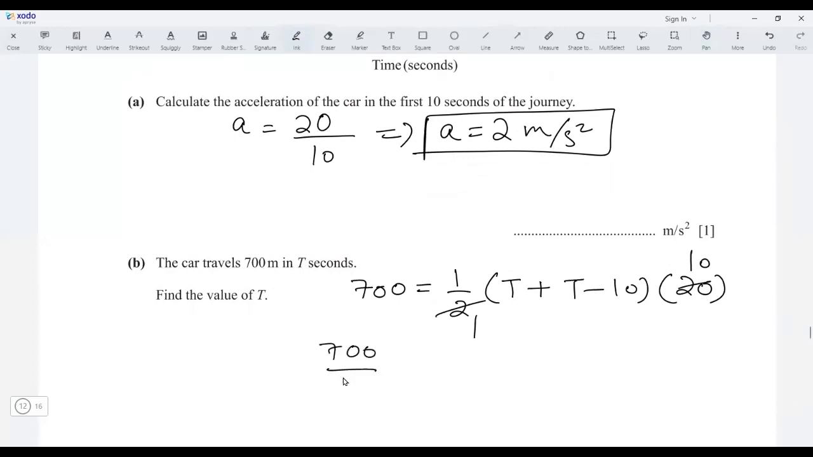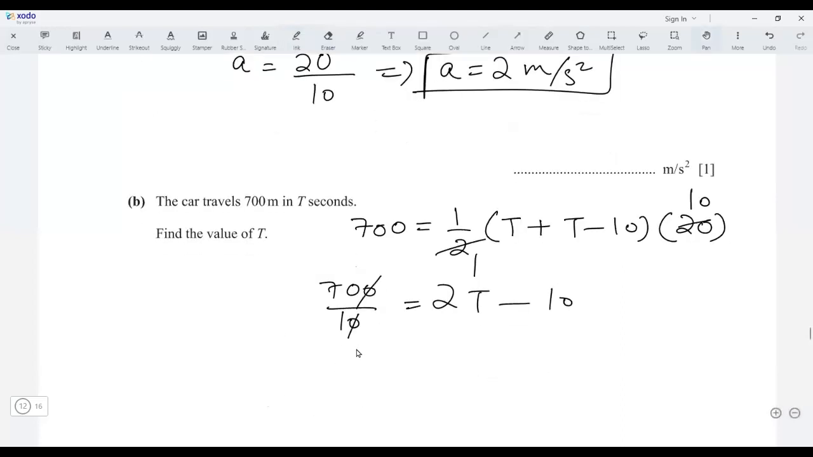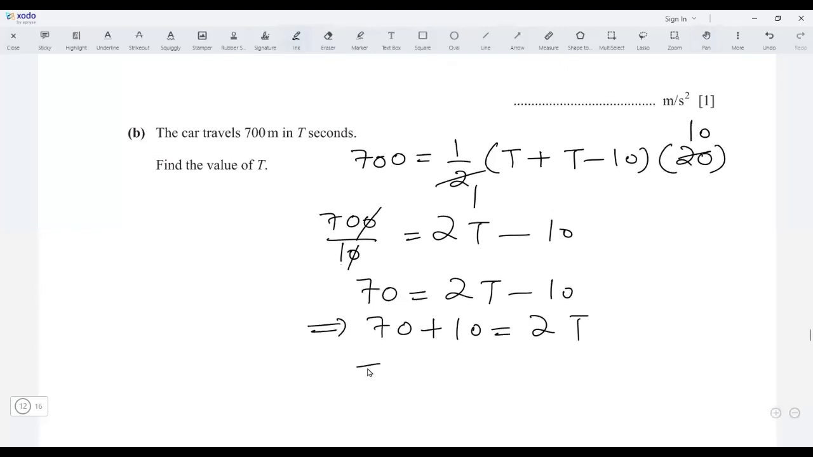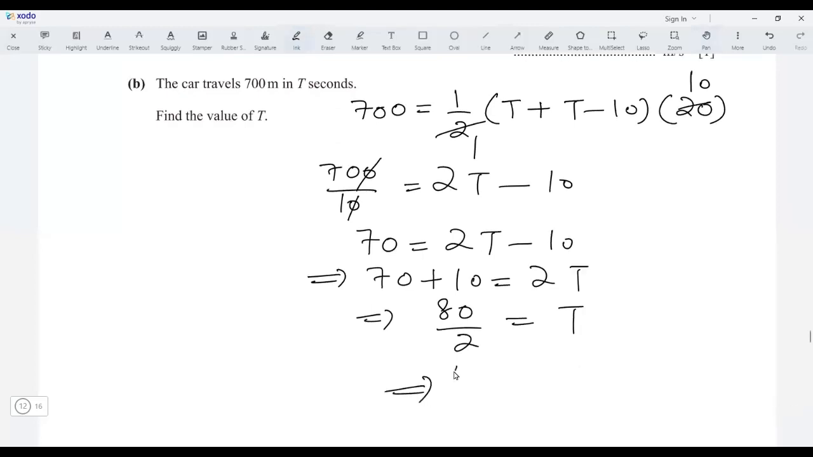So 700 divided by 10. t plus t is 2t, minus 10. The 0 and 0 will be cut, so it will be 70 equals 2t minus 10. Bring that 10 onto the other side in order to simplify. It will be 80 over 2. So 80 by 2 gives the final time, that is 40 seconds.